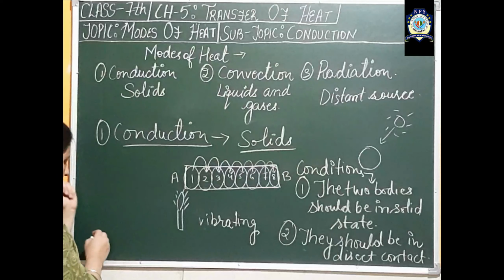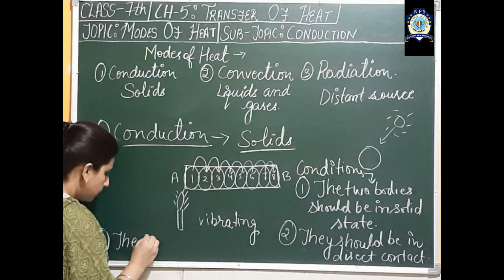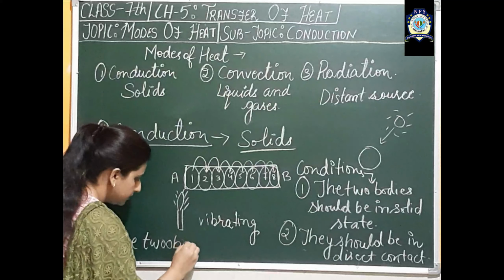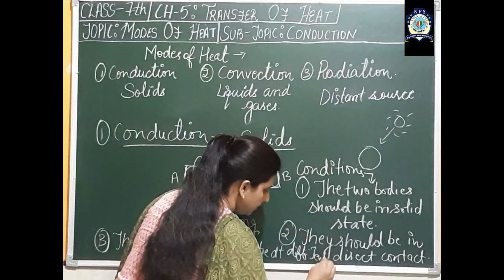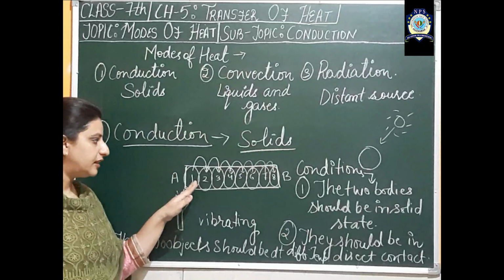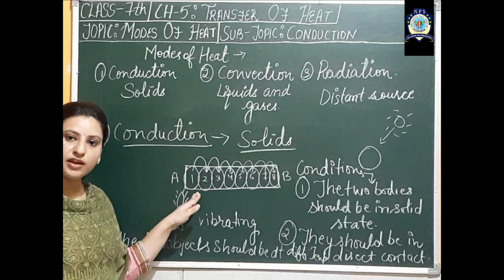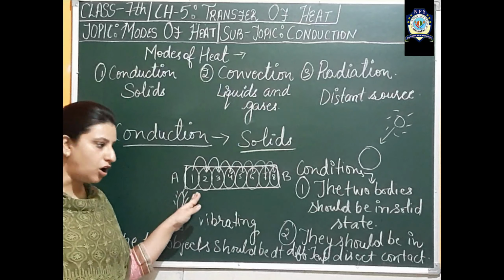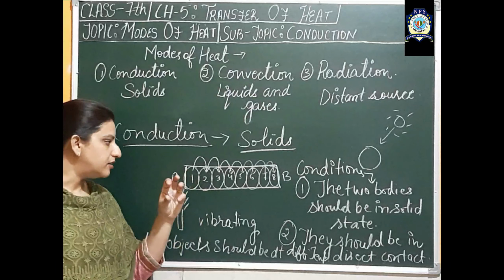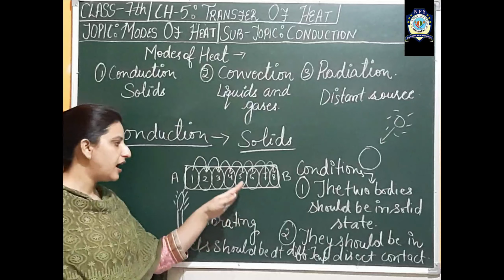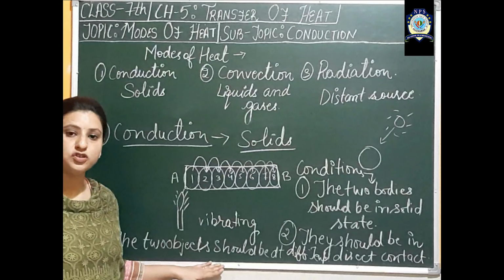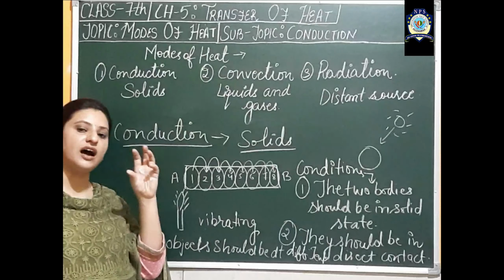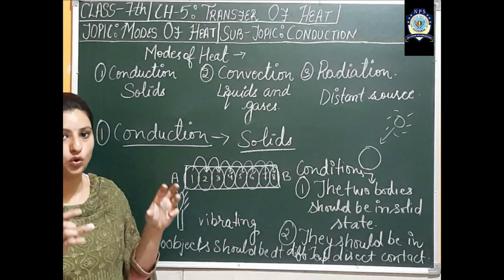The third condition is that the two objects should be at different temperatures. In this example, in the iron rod, first the end A becomes hot, and then very slowly the heat energy is transferred from one molecule to another and reaches the end B. So heat transfer should always be between objects at different temperatures, meaning one is at a little bit higher temperature and the other at a little bit lower temperature.